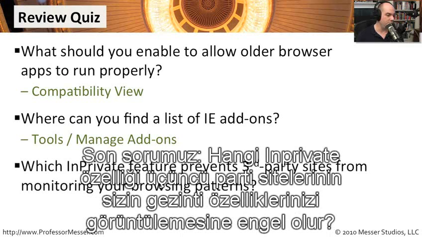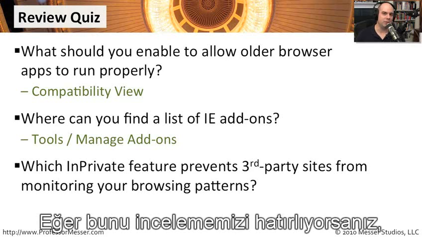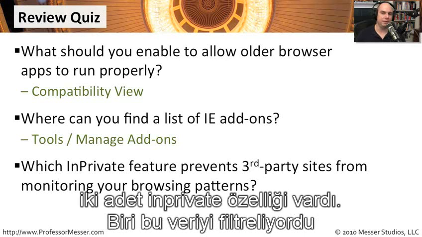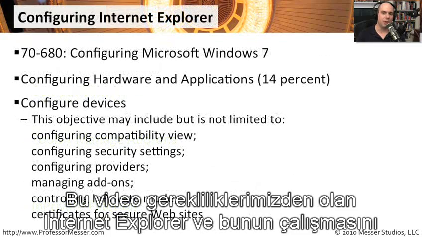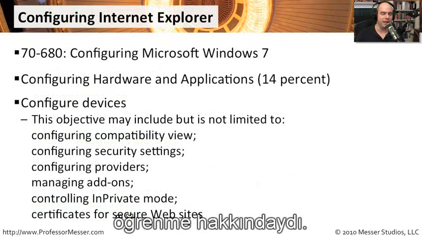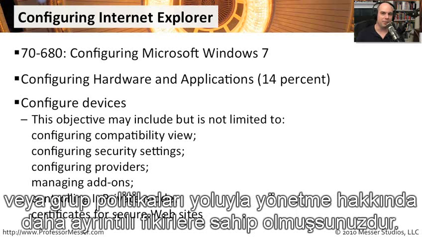And our last question: which in-private feature prevents third-party sites from monitoring your browsing patterns? If we recall looking at those, there were two different in-private features. The ones that filtered out this data were called in-private filtering. That covers our requirements for learning a lot here about Internet Explorer and the way that it operates. Hopefully now you've got a better idea of how to manage your Internet Explorer desktops either on the machine itself or through things like group policy.